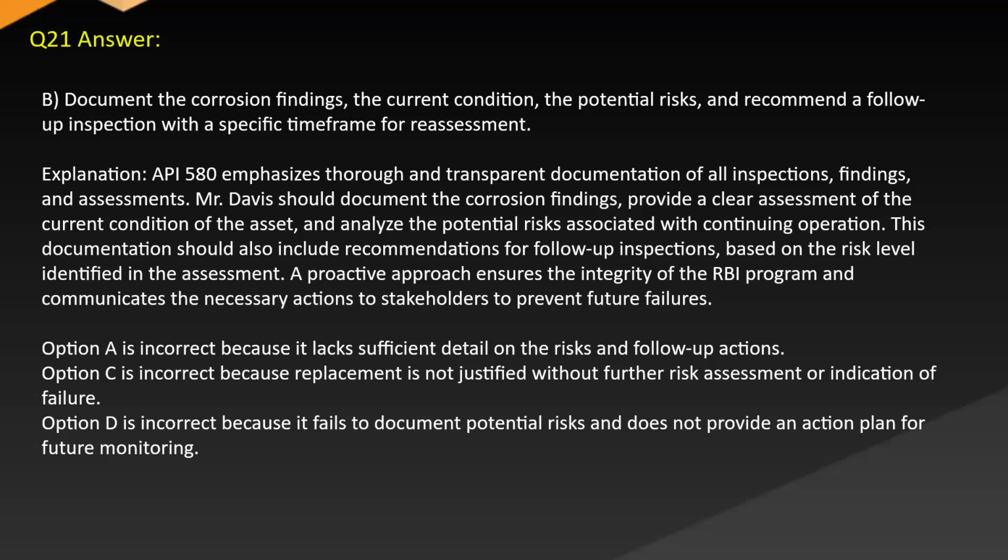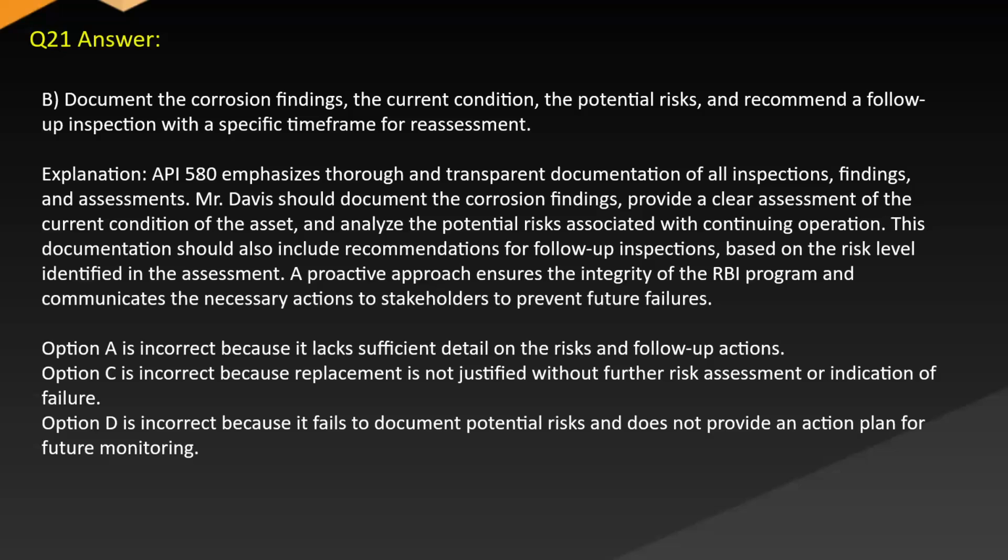Answer: B. Document the corrosion findings, the current condition, the potential risks, and recommend a follow-up inspection with a specific time frame for reassessment. Explanation: API 580 emphasizes thorough and transparent documentation of all inspections, findings, and assessments. Mr. Davis should document the corrosion findings, provide a clear assessment of the current condition of the asset, and analyze the potential risks associated with continuing operation.